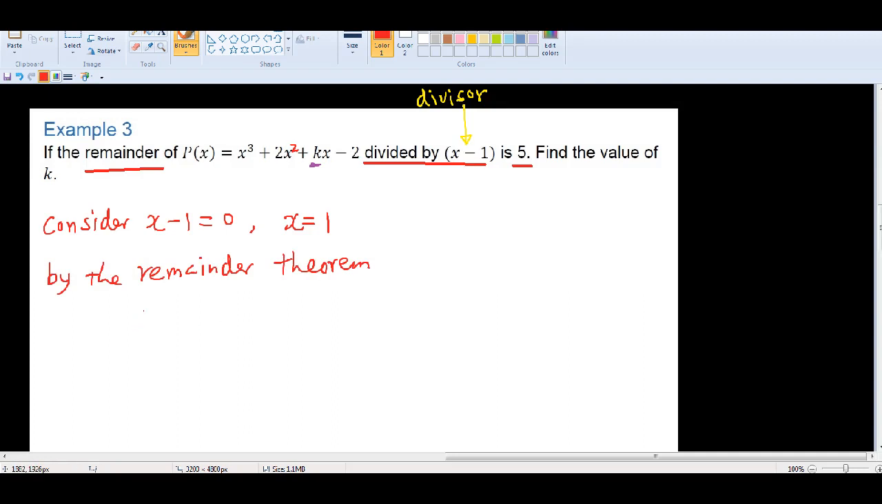Then by the remainder theorem, we understand that the remainder will equal P(1). When you substitute 1 into the polynomial, it becomes the remainder. But the remainder is given as 5. So it's 5 equals P(1). So what do we mean by P(1)? P(1) means you substitute that 1 into x. k is unknown, but we could substitute x as 1.